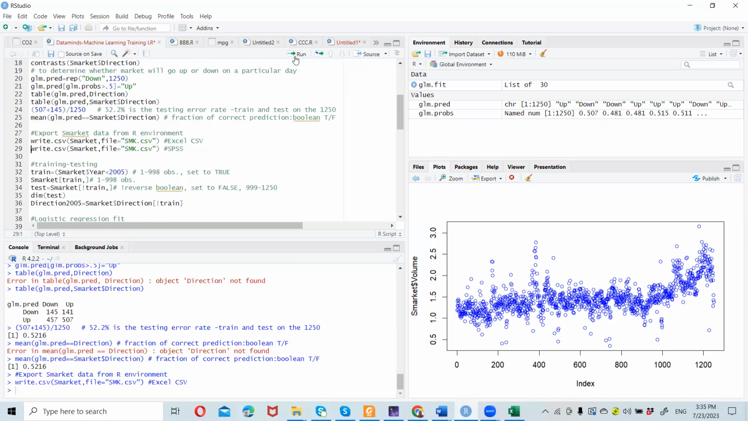Now, the reason why it's working is that initially I put it as SMK, and it's not from your system. If you go to your documents and search SMK, it will give you this particular data set in Excel format. The way the data is in Excel, you will obtain it like that.